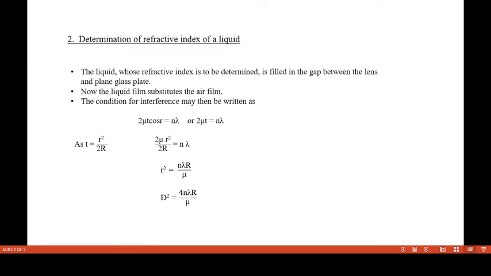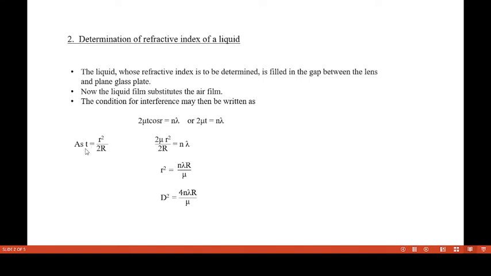And now the liquid film will substitute the air film, and the condition for interference for a dark ring will be 2 mu t cos r equals n lambda. In the case of an air film, we had taken the refractive index mu as 1 and cos r as 1 for small values of r. But here we have a liquid film in between the plano-convex lens and the plain glass plate. So we keep mu as it is, and cos r again becomes 1 for small values of r. So it becomes 2 mu t equals n lambda.